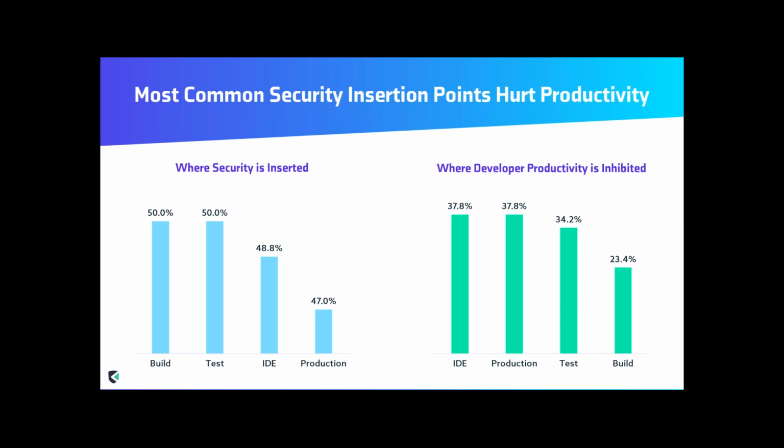When we ask security, where security is inserted, that's what we got from the left-hand side. When we ask developers, what affects your productivity, it's exactly the opposite, right? Where if half of the AppSec thought IDE is a good place to insert, the majority of developers thought that's the worst place to be inserting it. Right? So developer productivity is inhibited if you do this. So then obviously the question is, okay, what is the solution here?